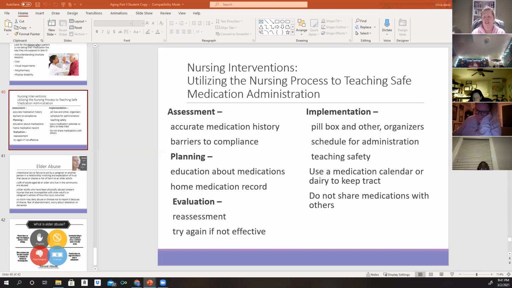Do medication safety teaching with the family and their loved ones so they know the importance of why they are taking this medicine and why it's so important to take it at this time, or to take it with food, or to take it on an empty stomach. Use that medication calendar or diary to track, and then do not share medications with others.